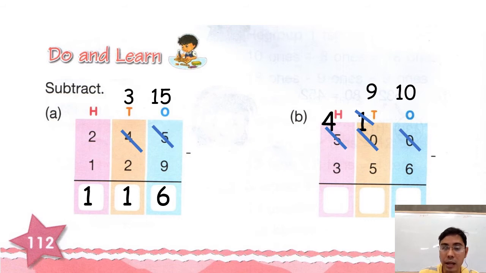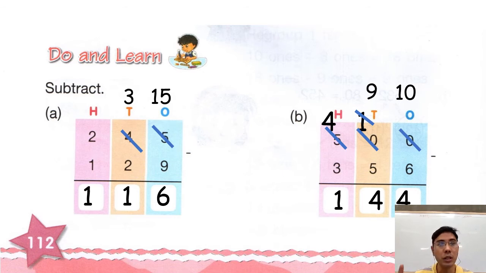10 take away 6 will give you 4. And then 9 take away 5 will give you 4. And 4 take away 3, 1, 2, 3, will give you 1. The answer is 144. Ta-da! We are finished for page 112.